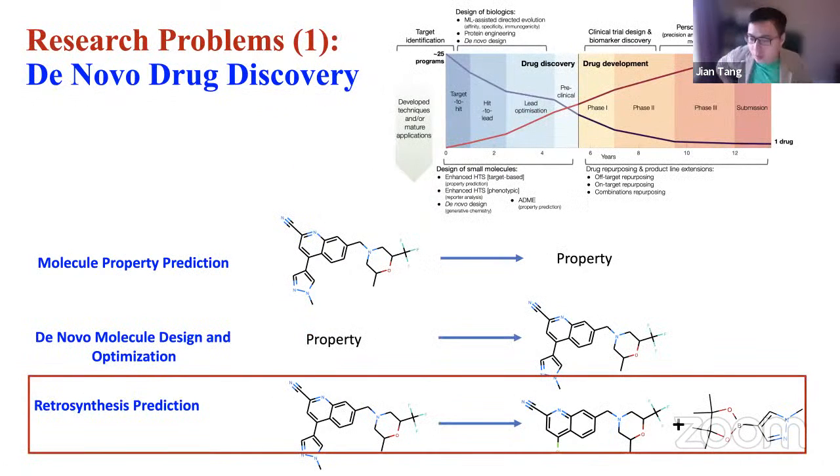So this is the second problem, which is about searching for molecules with desired properties. And once we have a molecule, our goal is to find some reactants to synthesize this molecule.